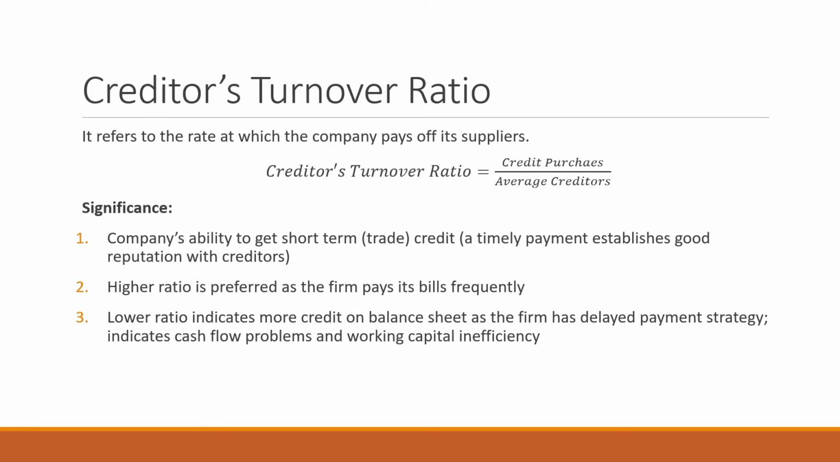Creditors turnover ratio. It refers to the rate at which the company pays off its suppliers. By formula, creditors turnover ratio is equal to credit purchases made by the firm divided by average creditors in a year. This ratio signifies the company's ability to get short-term trade credit. If a company is good with timely payments of credit, it establishes a good reputation with the creditors, and they have easy access to credit all the time.